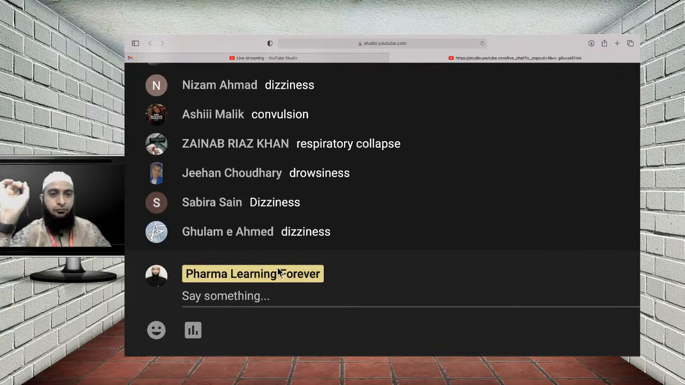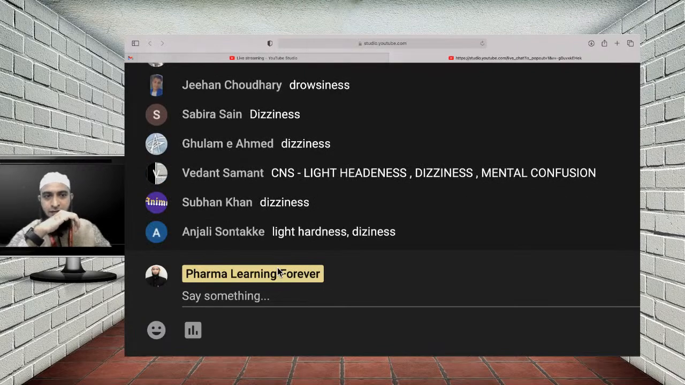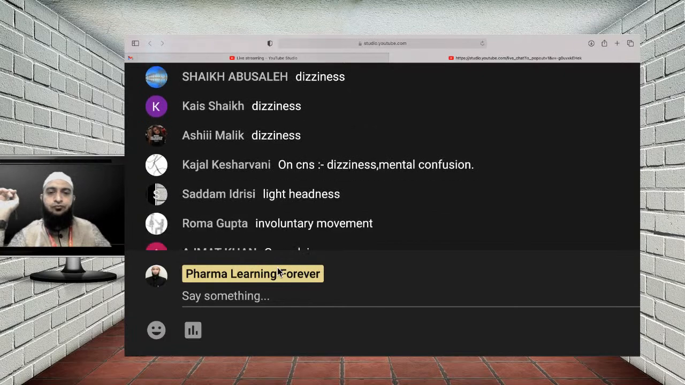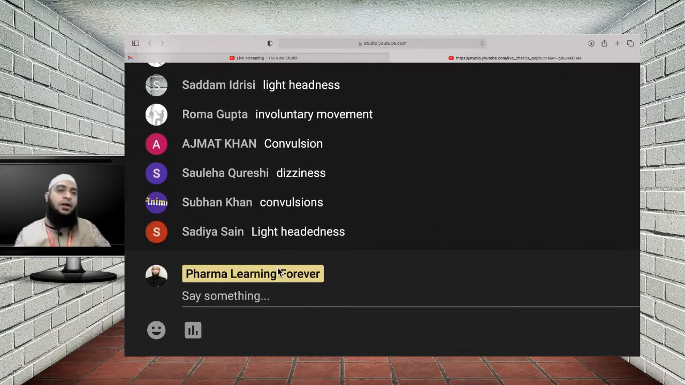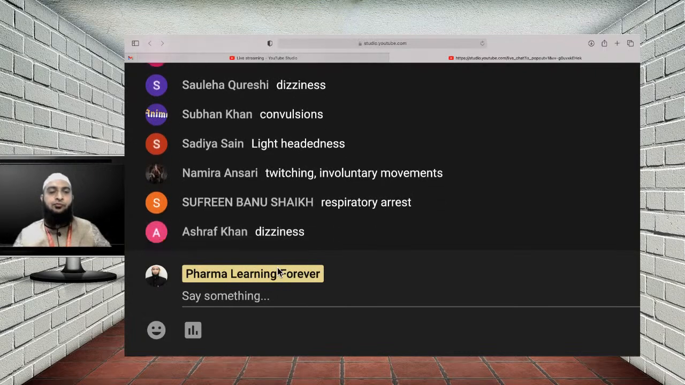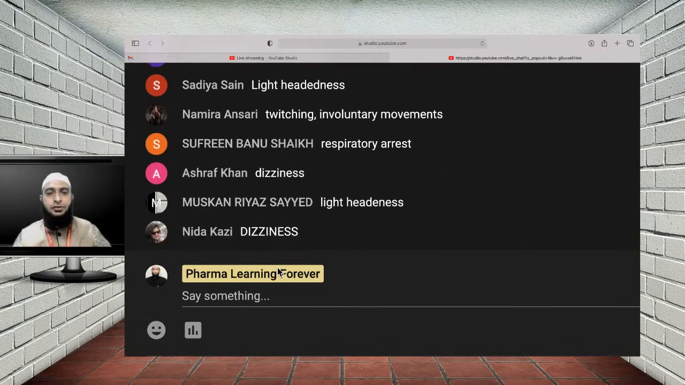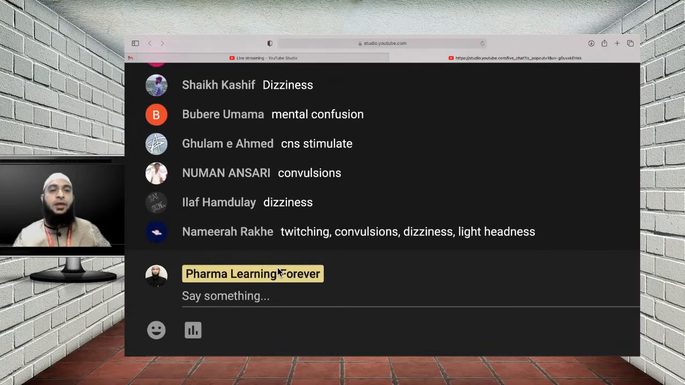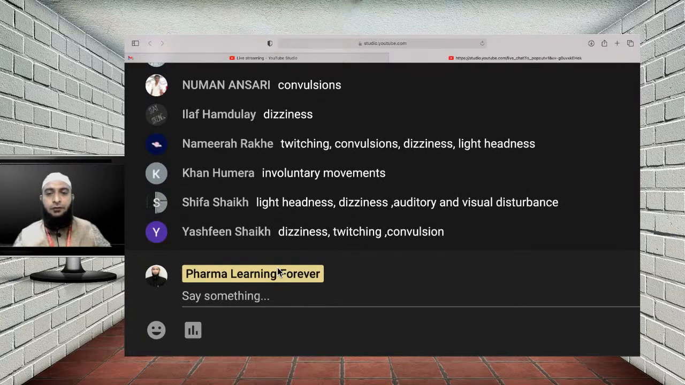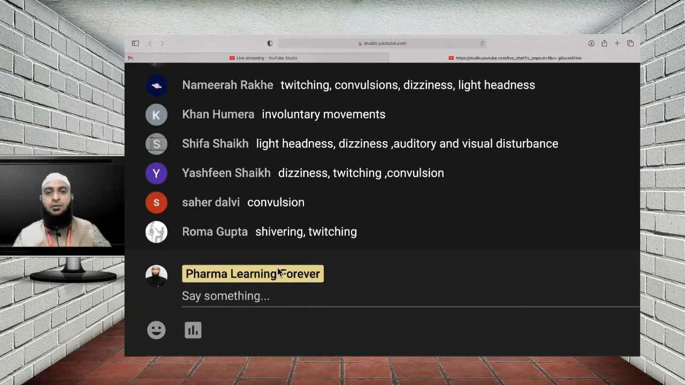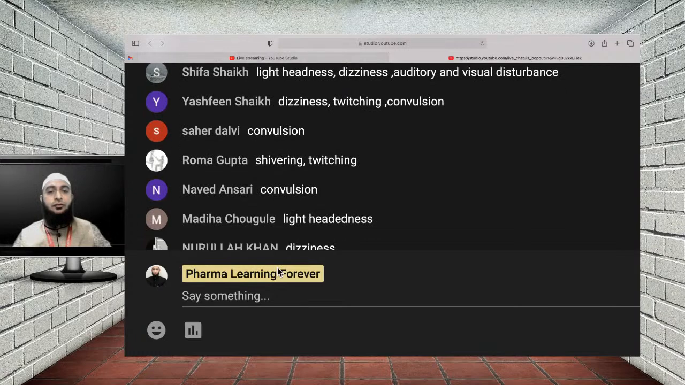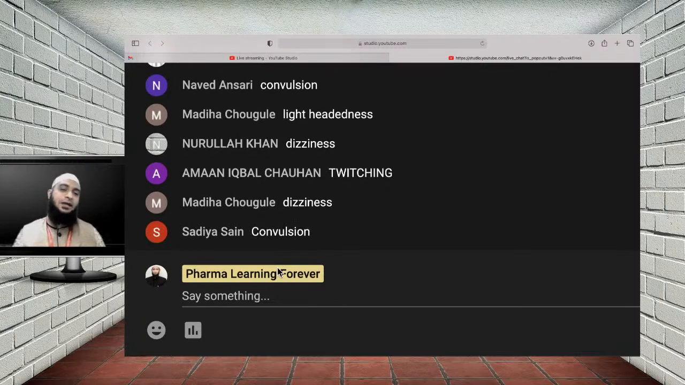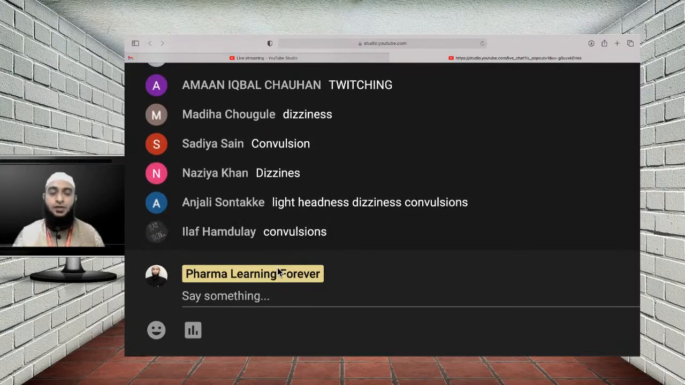Ashi Malik mentioned convulsion. Zainab mentioned respiratory collapse. Very good. Roma mentioned involuntary movement. Nabira mentioned twitching and involuntary movement. Okay, the rest are very common. Umema mentioned mental confusion, which we have not seen. Shifa mentioned auditory and visual disturbance. Sahir mentioned convulsion. Almost all the side effects that you have mentioned are related to the central nervous system.